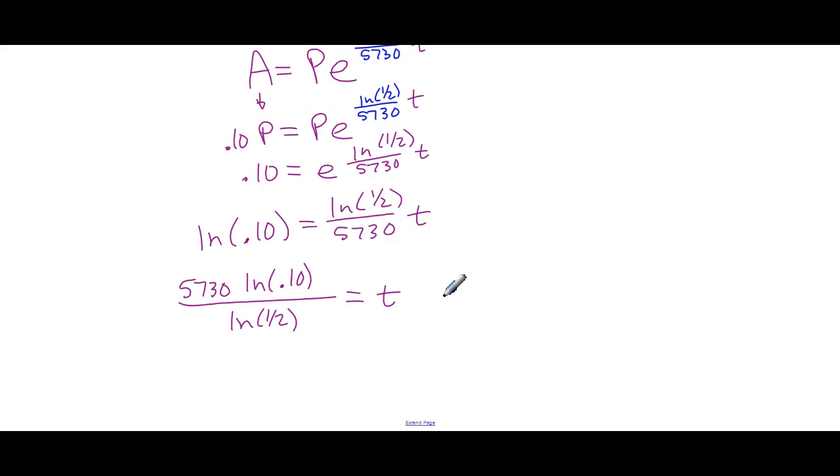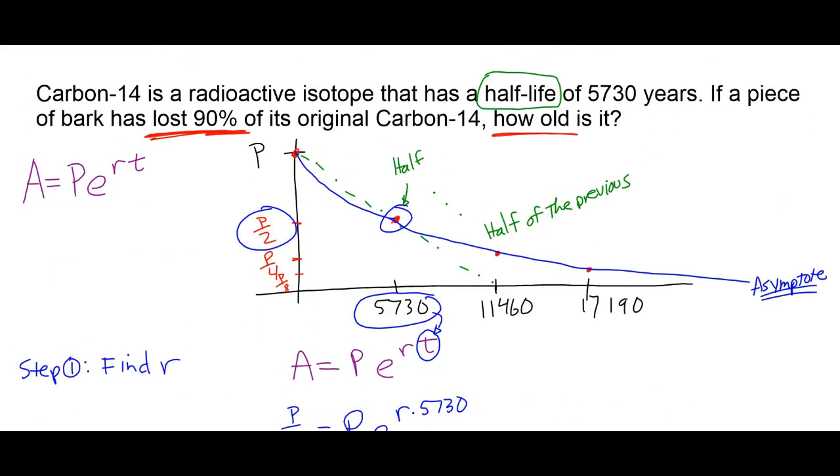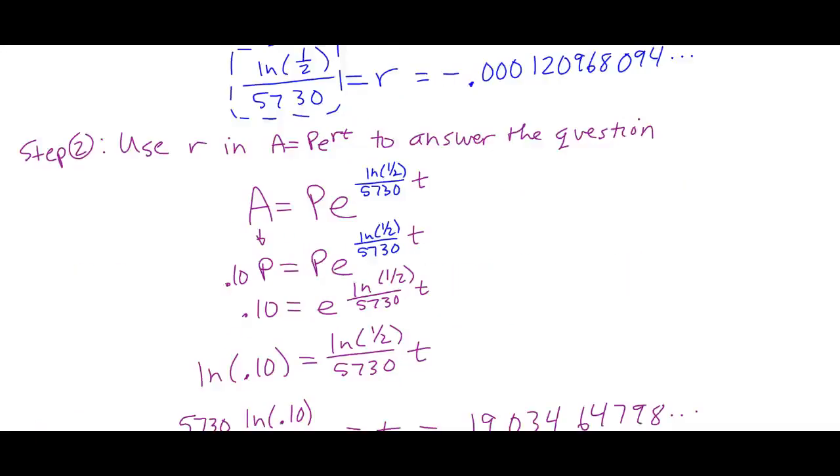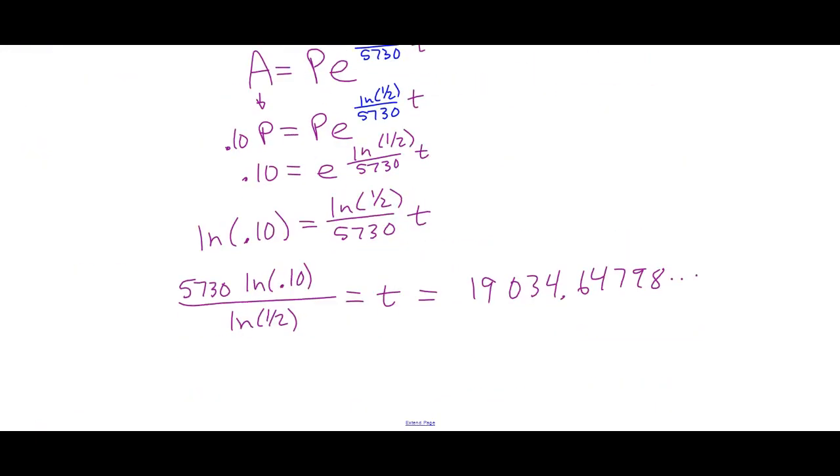So 5,730 times natural log of 0.10 divided by natural log of 1/2 equals 19,034.64798 etc. Did it say anything to round? I've forgotten. Let's see. No, it doesn't say anything about rounding. So if this was the real world and I was talking to a real person about this real number, I'd probably say something like about 19,000 years.